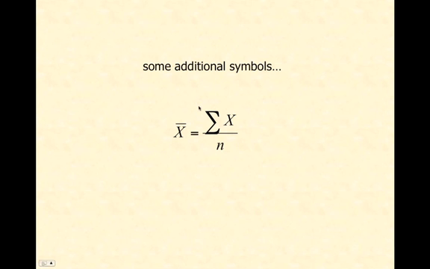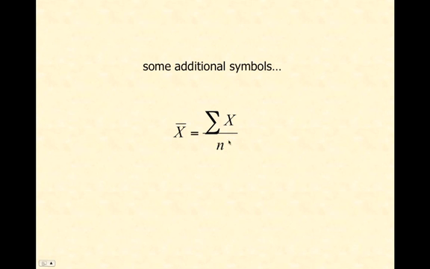This Greek letter, sigma, stands for the sum of, and when you see it in notation like this, it means the sum of whatever follows it. So in this case, we have the sum of x, and x in this case are the scores in our distribution. Now, notice that this is all over n, which is the number of cases in our distribution.